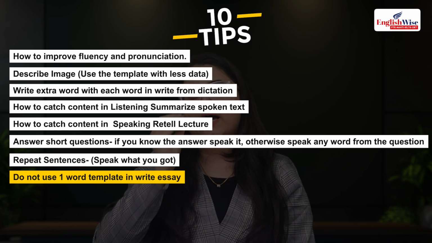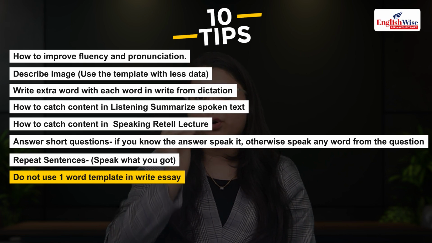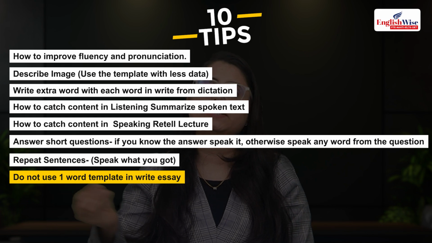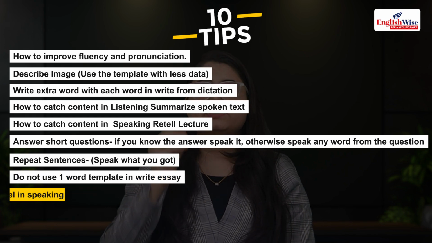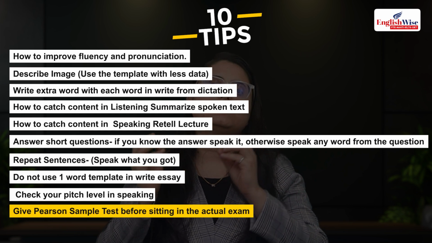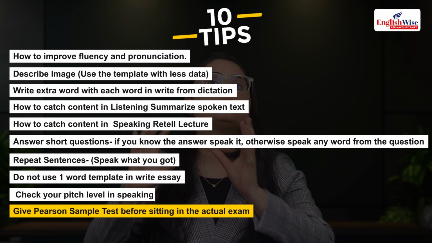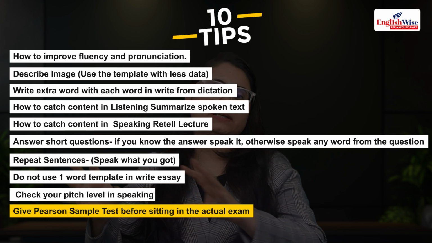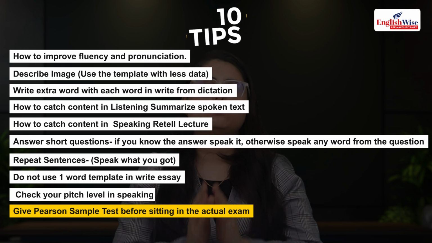Essay, make sure you have at least 4 or 5 ideas of your own. Check your essay on ChatGPT, it can help you to improve. Check your pitch level in your read aloud. And the last, go for a Pearson sample test. Don't go directly to the official test. Go for a Pearson mock test. That can actually help you to get your desired score. So these were the 10 useful tips that can actually help you.